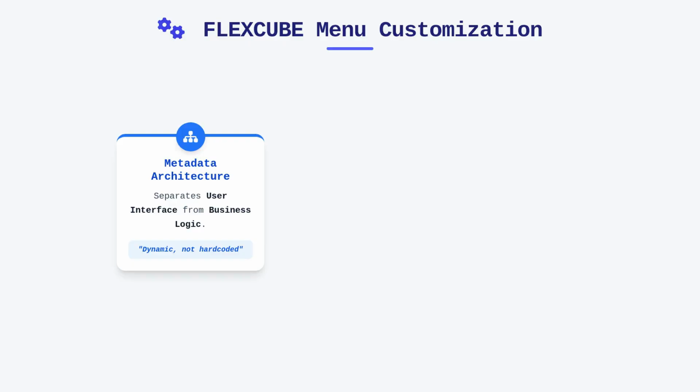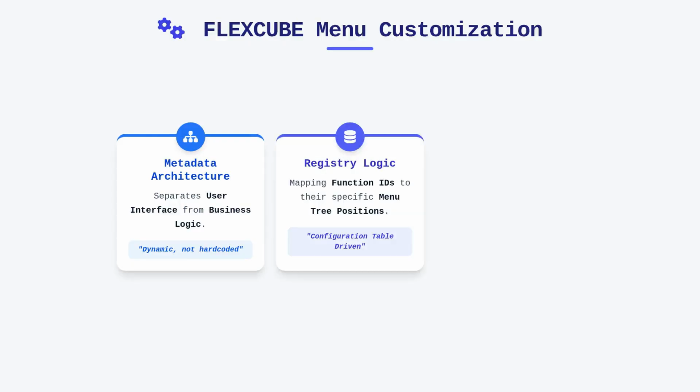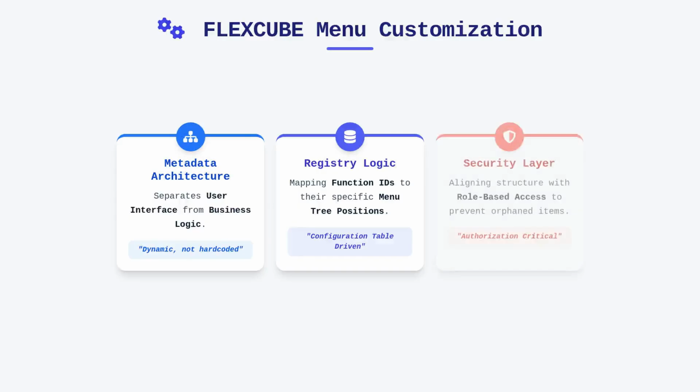Unlike simple web applications where menus might be hard-coded as static HTML, FLEXCUBE generates its navigational structure dynamically based on the state of the system registry. To change the menu structure, you must understand the relationship between function IDs and their corresponding positions within the menu tree. This is not merely about moving an option from one location to another, but about ensuring that the functional authorization remains intact for the end user.